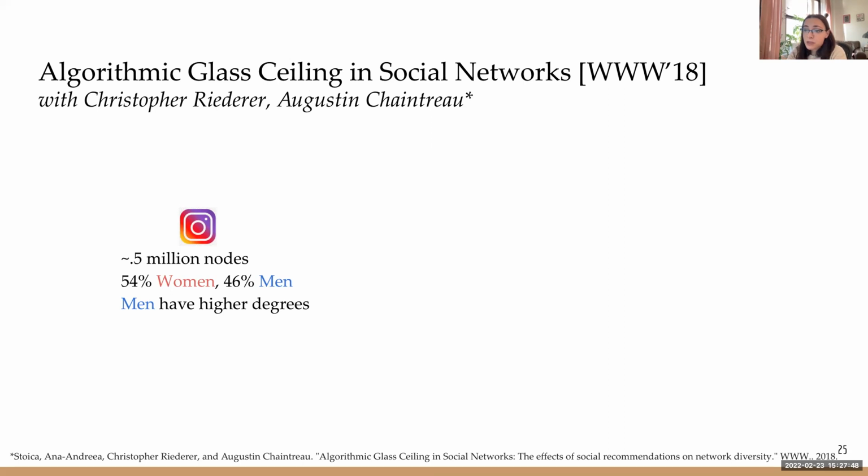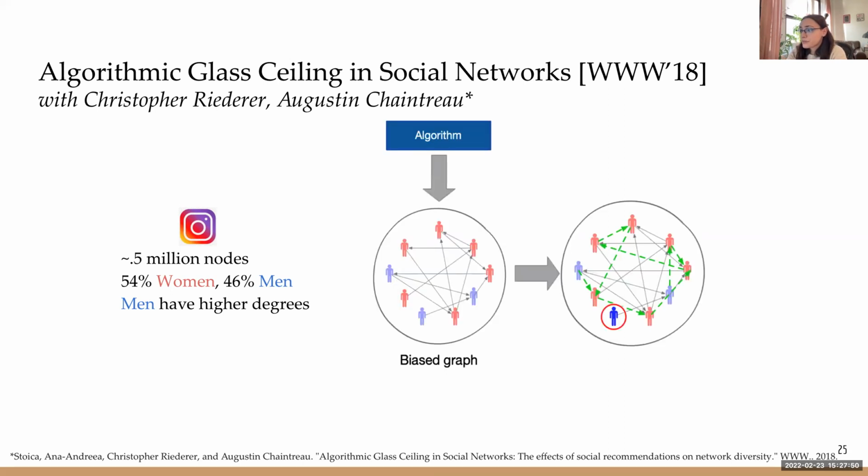But there's some inequality in the degree distribution. And we were trying to understand what happens when you have recommendations on this data. Now, this data was collected in about 2013, which is when Instagram didn't have yet this who to follow feature into it. So the data that you see is actually devoid of a recommendation algorithm. It only contains these organic connections.